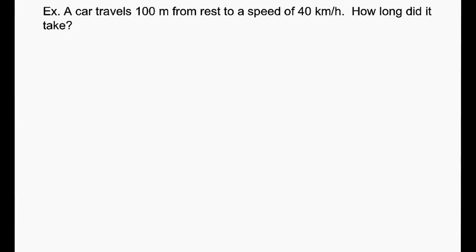Okay, one more example. So this one, we have a car that goes from rest to a speed of 40 kilometers per hour over 100 meters. The question is, how long is that going to take? So let's do our variables again. So we have a distance of 100. Our initial velocity, it says it's at rest, so we got 0. And we have a final velocity of 40.